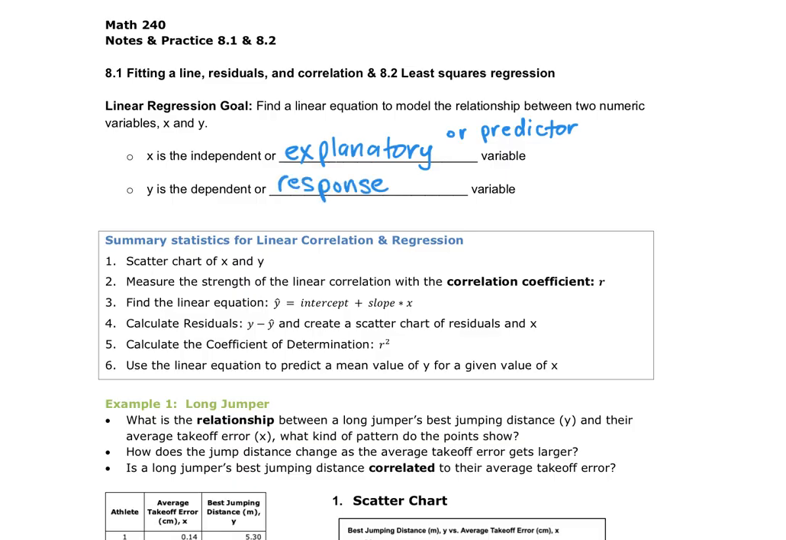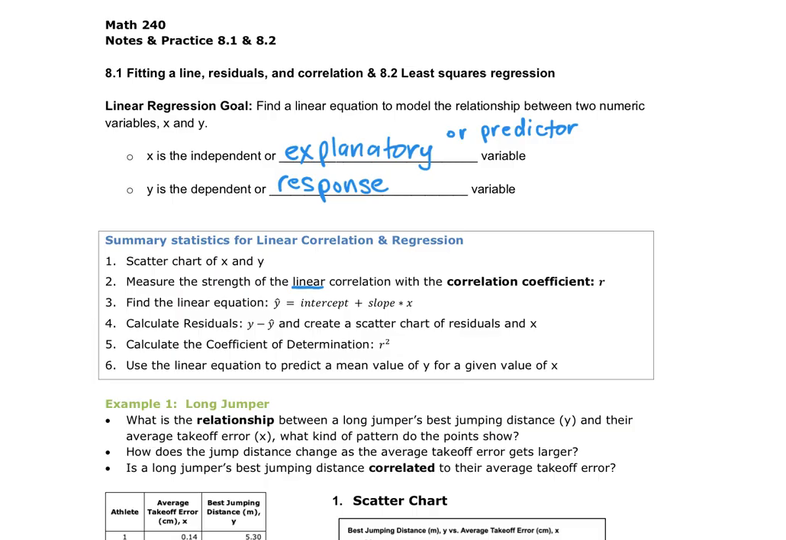The things that we're going to cover from sections 8.1 and 8.2 are creating a scatter chart of the explanatory and response variable, and measuring the strength of the correlation between the x and y variables with the correlation coefficient. It's important to know that r, the correlation coefficient, only measures the strength of a linear correlation. We will also find the linear equation that relates x and y.